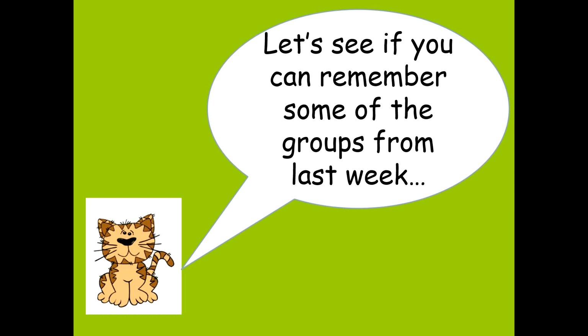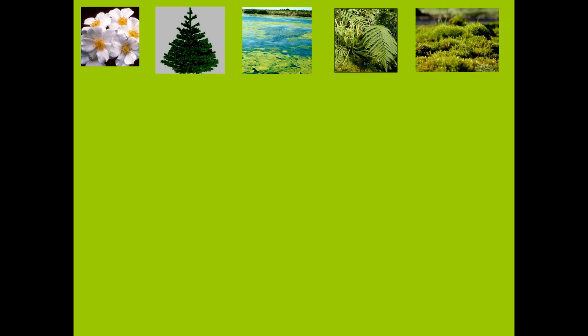Before we begin, I would like to see if we can remember some of the groups that I taught you last Friday. Hopefully you were listening really well. Go ahead and grab yourself a pencil and a piece of paper again, and we're going to take a little quiz. Here we have the 5 different groups that I showed you last Friday. In the first picture, we have flowering plants. Then we have conifers. The third one is algae. The fourth one is ferns, and the last one is moss. We have 3 questions all about these different groups.